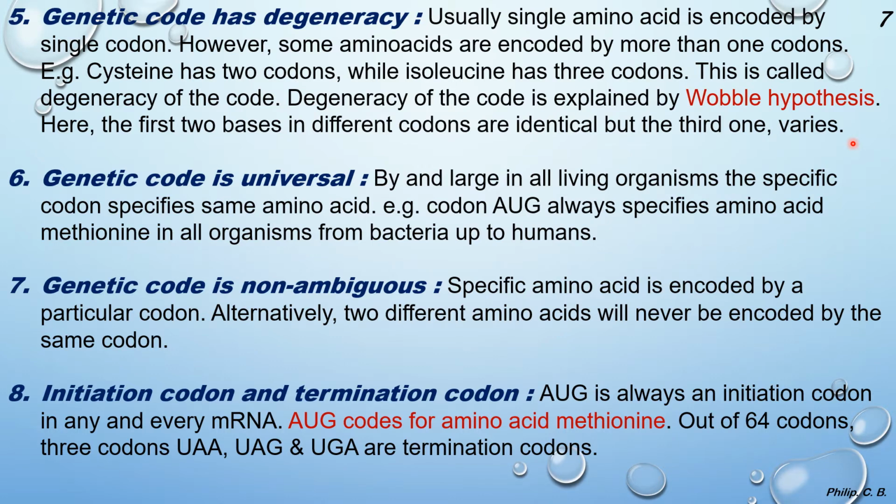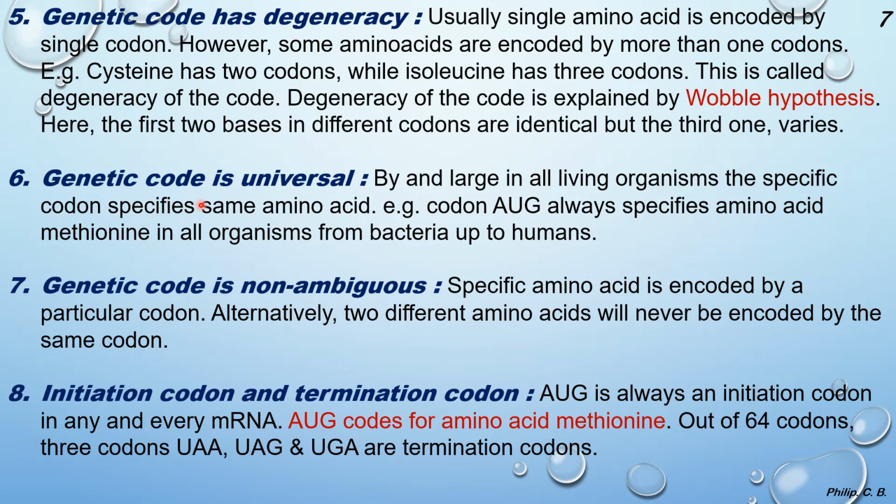So here you come across an important terminology called the Wobble hypothesis, where, as you saw, there is a triplet codon, but in certain cases the first two bases will be similar and the third one may change or vary. The amino acids are specific, right? Triplet codon, but for certain amino acids there may be two codons for the same amino acid, or three codons as we saw for cysteine, isoleucine, and even other amino acids.